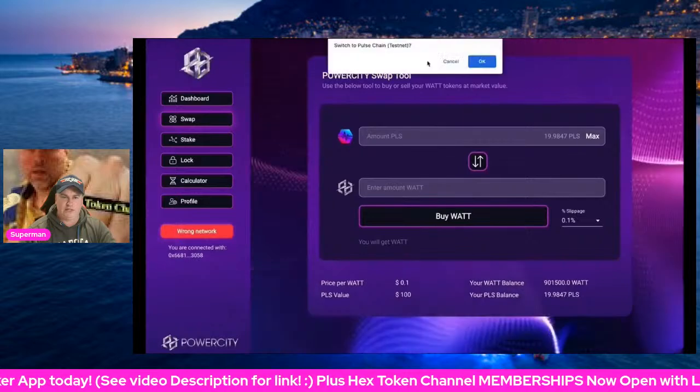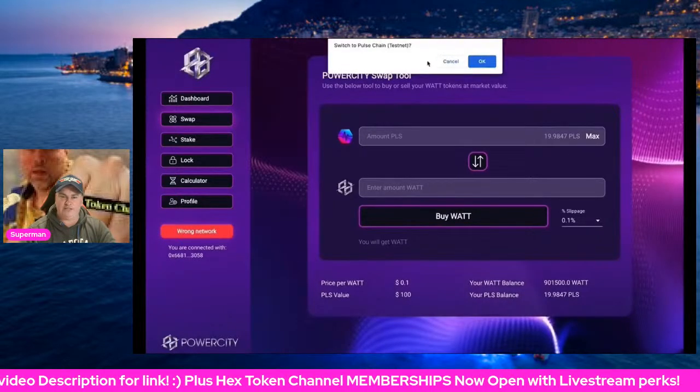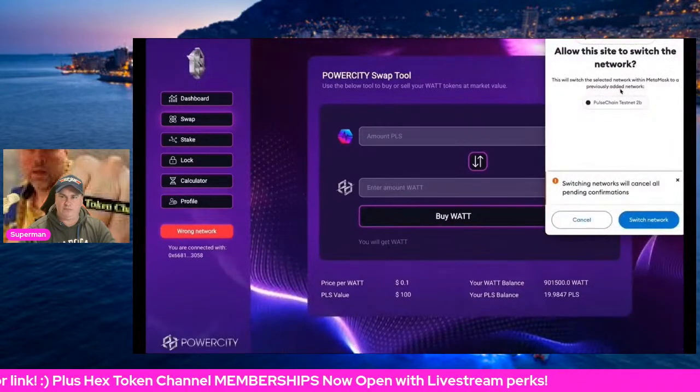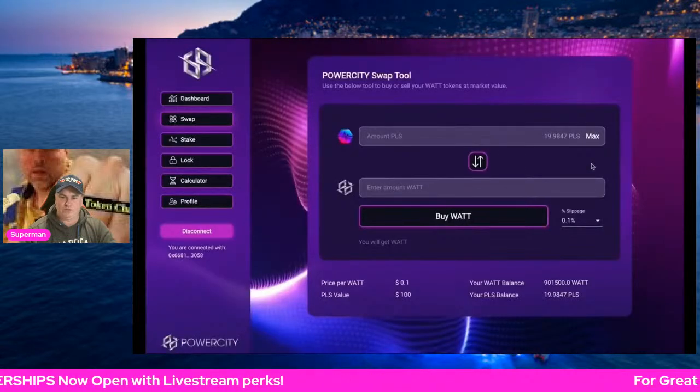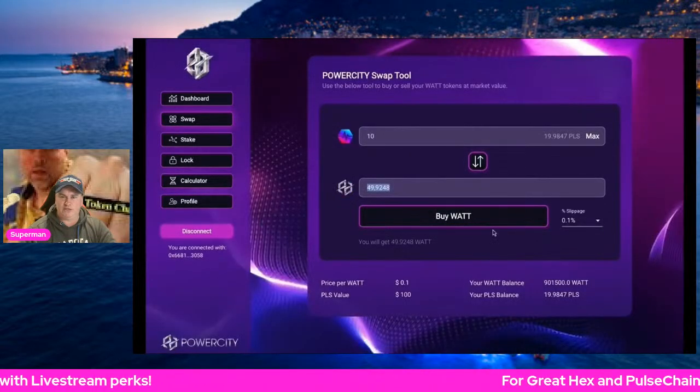Of course, this person's on the wrong network here, so I'm going to switch around as well. And of course, switching the network, bam, that pulls up the Power City Swap Tool. Looking good. I think we've covered most of the swap tool there.